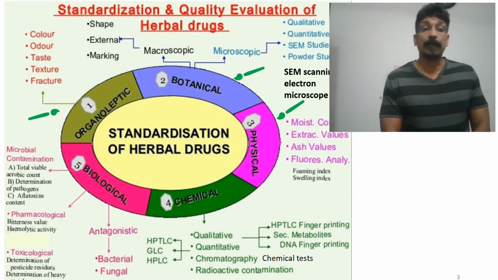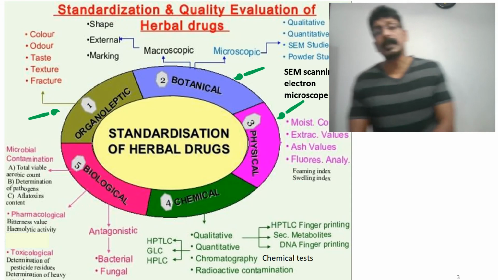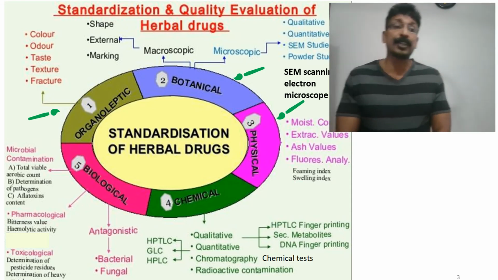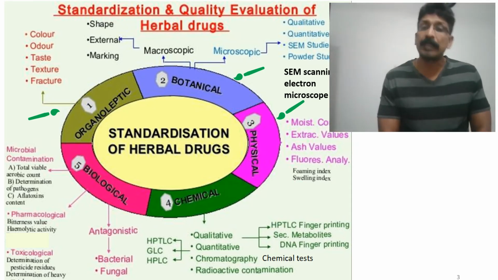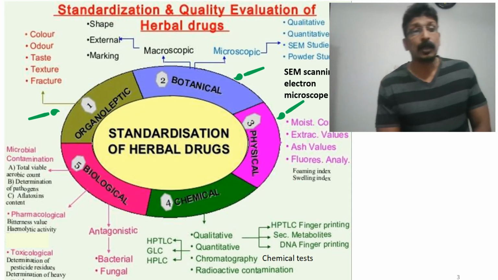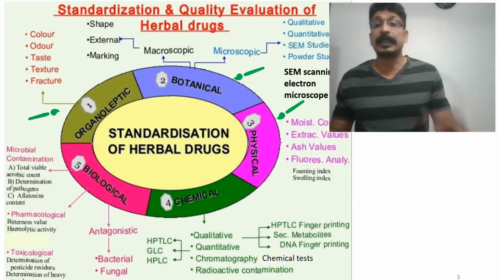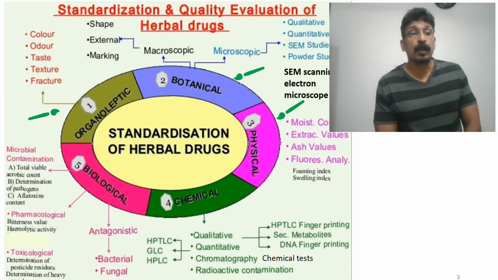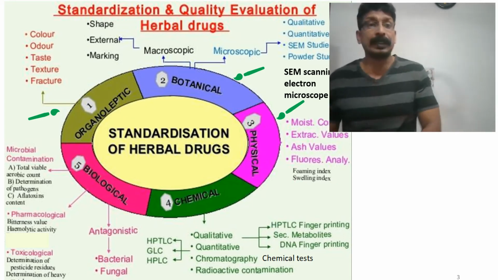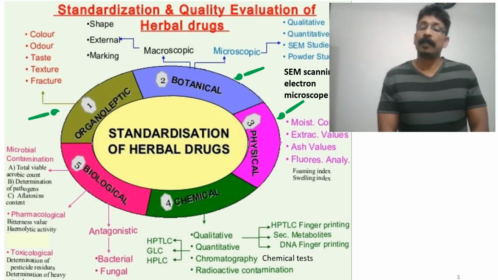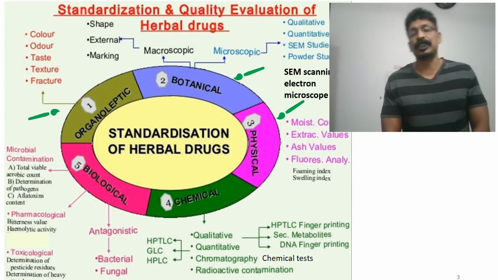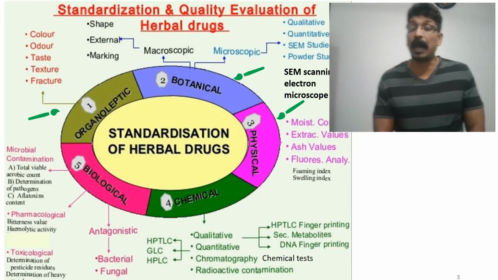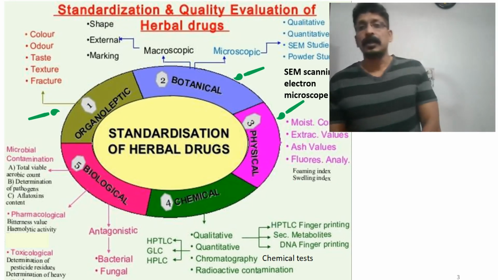And when you come to microbiological, contamination is also a very important work which has to be done, like total viable microbes present, aerobic content, or determination of pathogens present, aflatoxin content. These are some of the very important procedures which you have to study and you have to write if they ask about biological evaluation procedures to maintain the standard which is given by WHO.